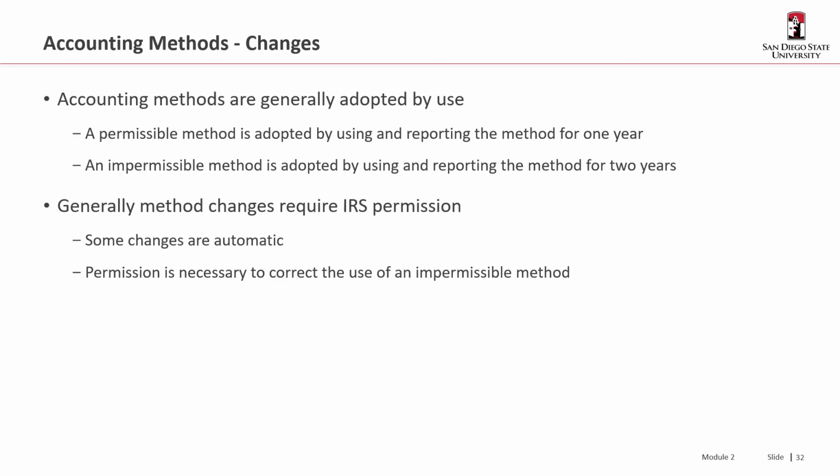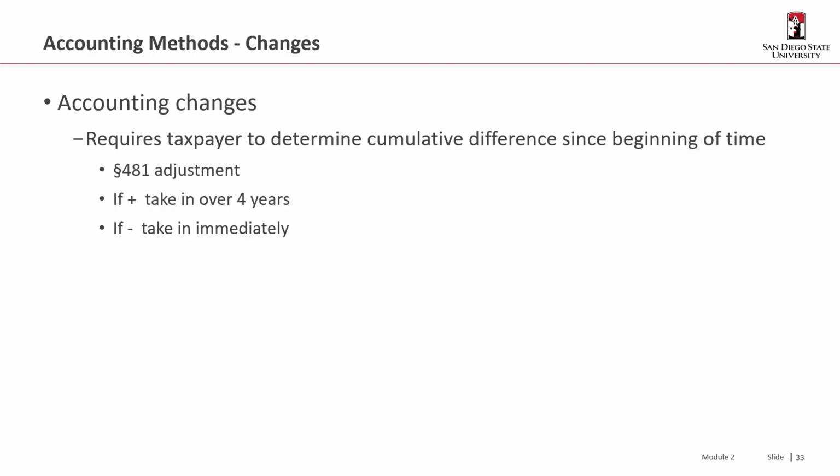It is always required to ask permission to change from the use of an impermissible method. So once you've used it for 2 years, you can't be like, oops, we discovered in year 3, let's just fix it and don't tell anyone. No, you have to let them know and ask permission to do it first. Okay, so what happens when you make these changes? Well, sometimes you get a cumulative change in the amount of income or deduction you would have recognized otherwise. And so that's called a Section 481 adjustment.